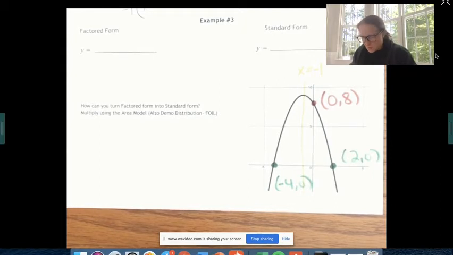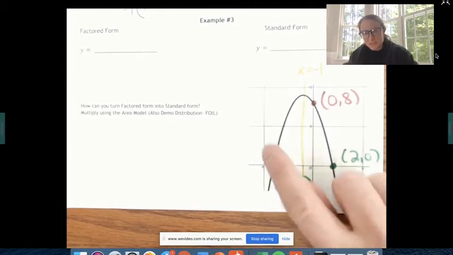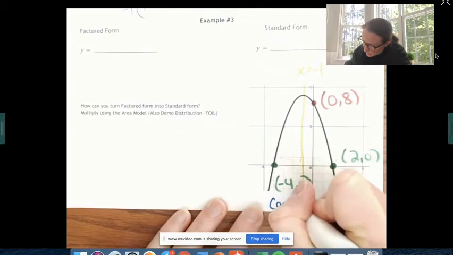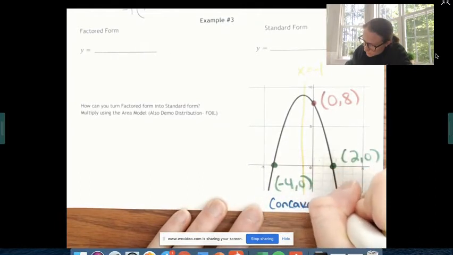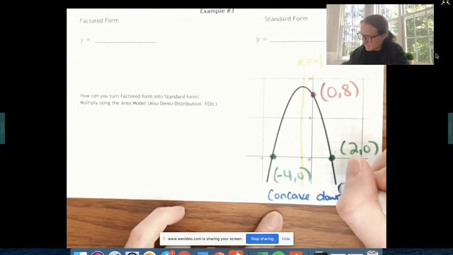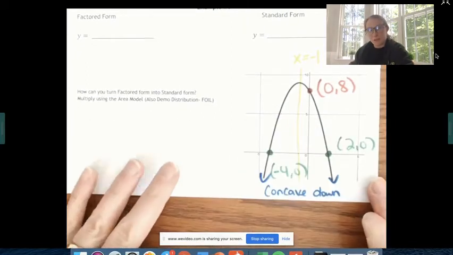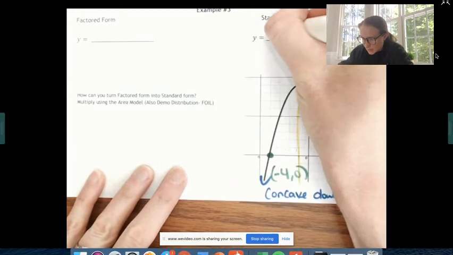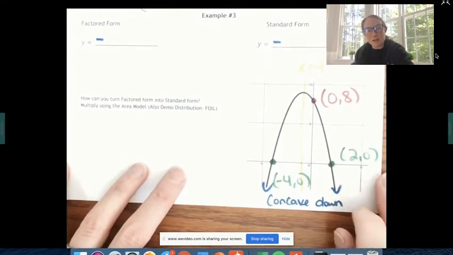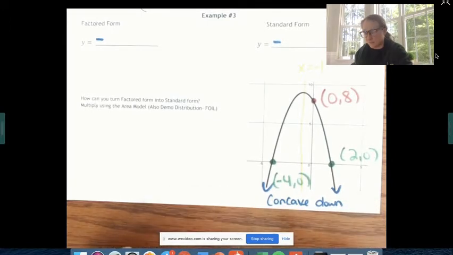So I know a couple things. Oh, and I also know that this is concave down. I'm going to add that on my list over here. We've got it concave down. All right, so since it's concave down, what do we know about the a value? Is it going to be positive or is it going to be negative? It's going to be negative. So I'm going to put a negative out here and a negative out here because I know my a value is going to be negative if it's concave down.